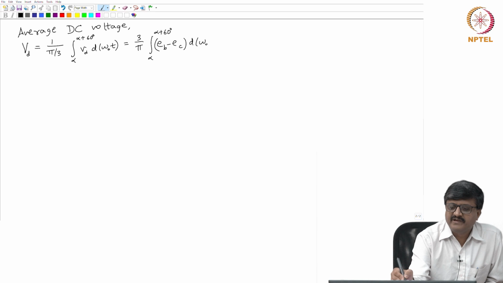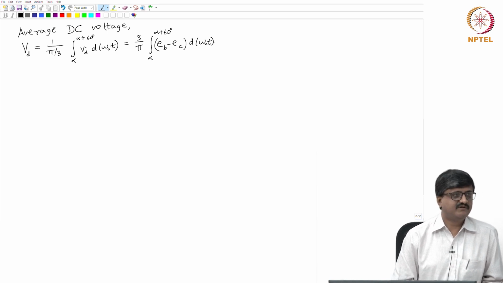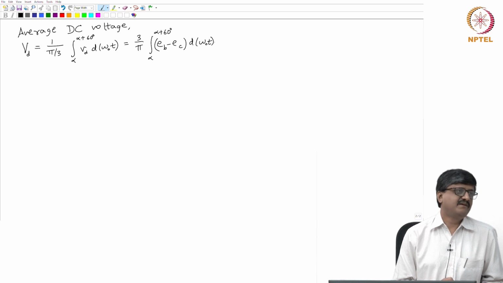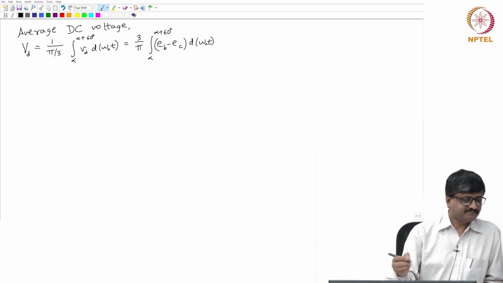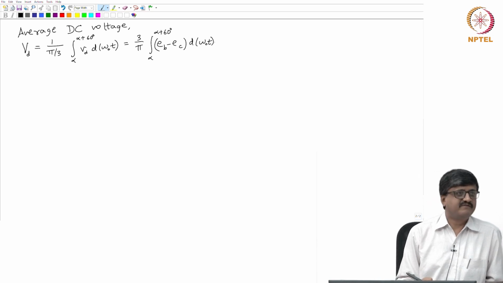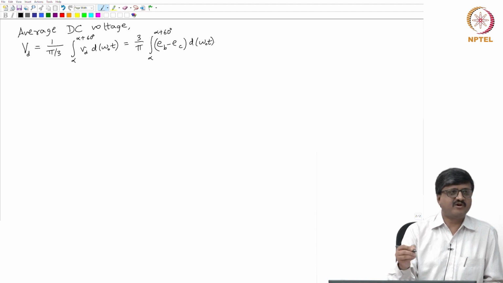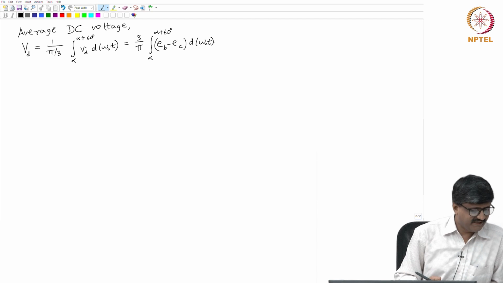Integrate with respect to omega Ot. Omega Ot is the angle. So, our independent variable is angle. We are not using time as the independent variable. Omega O is the operating value of angular frequency. See that subscript O is for operating value and omega is the usual angular frequency. So, omega O is the operating angular frequency.